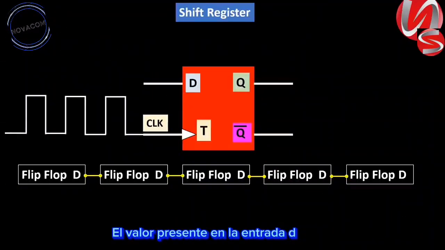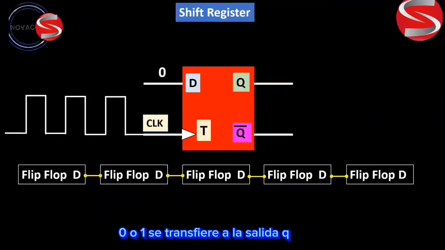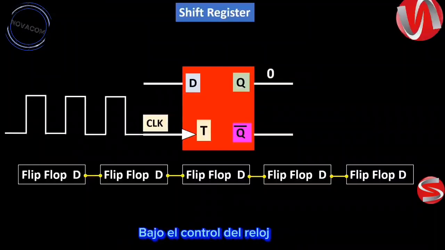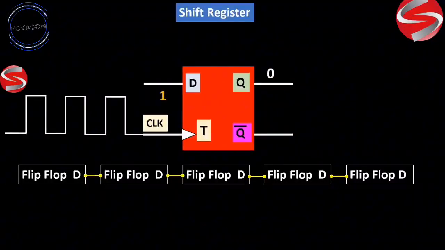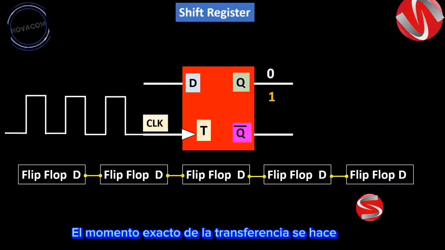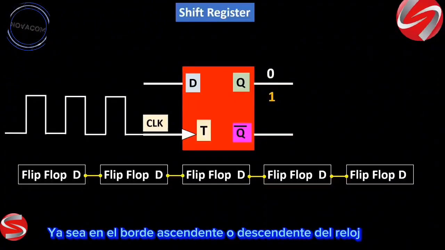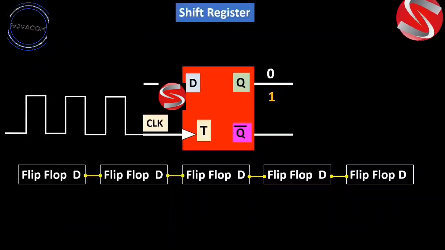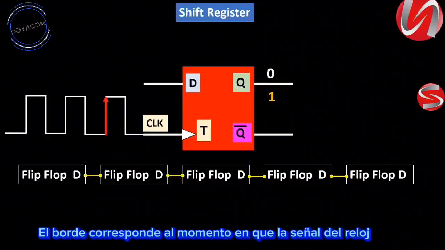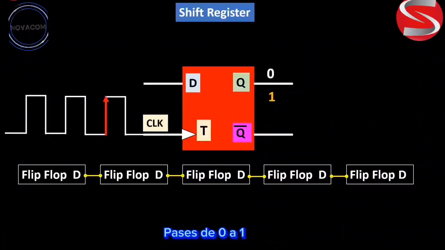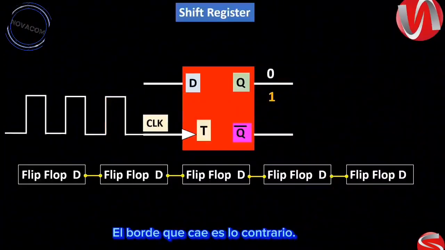The value present at the input D, 0 or 1, is transferred to the output Q under the control of the clock, T. Depending on the setting of the flip-flop, the exact moment of transfer is made either on the rising or falling edge of the clock. The rising edge corresponds to the moment when the clock signal passes from 0 to 1. The falling edge is the opposite.